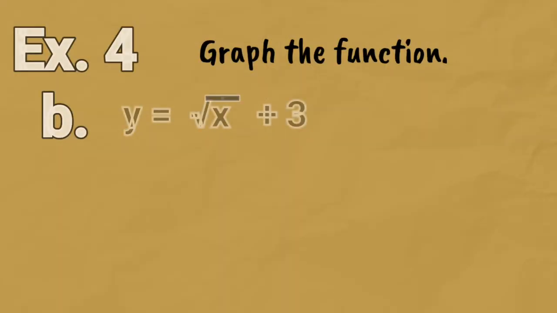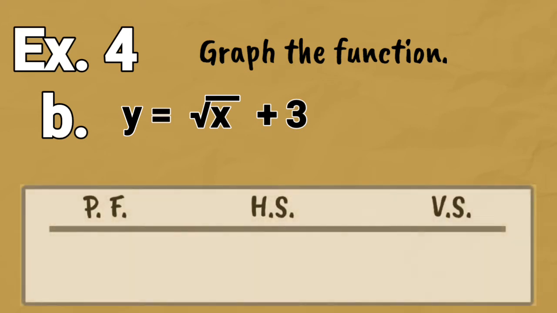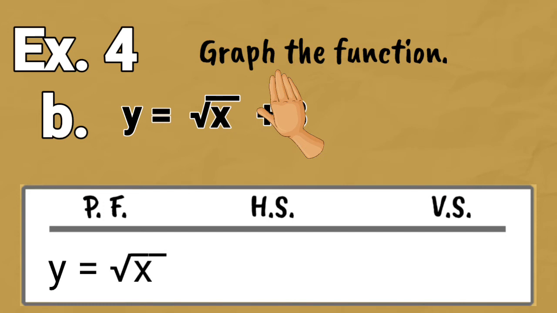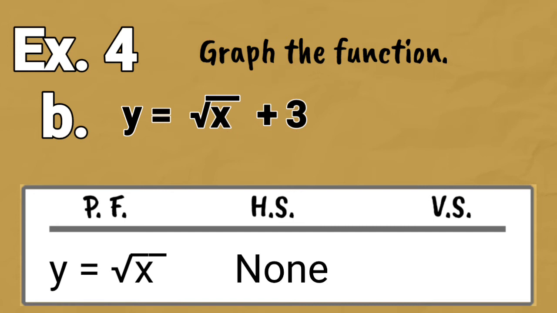Now we want to graph equation B. So we start by identifying the parent function and any vertical and horizontal shifts. If we cover up the number being added, we're left with y equals the square root of x. So that's our parent function. Now since there's no number on the inside with the x that's being added or subtracted, we don't have a horizontal shift for this function. But if we look on the outside, we have a 3 that's being added. So our vertical shift will be 3 units up.